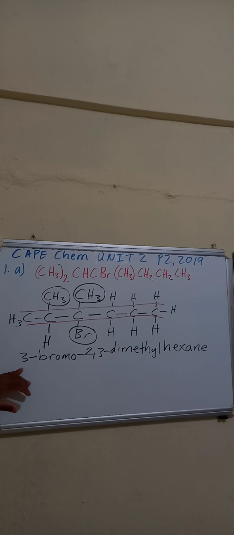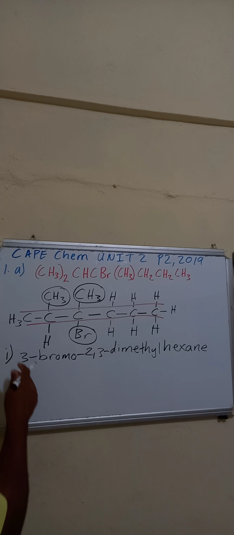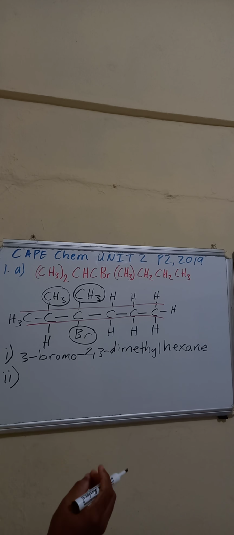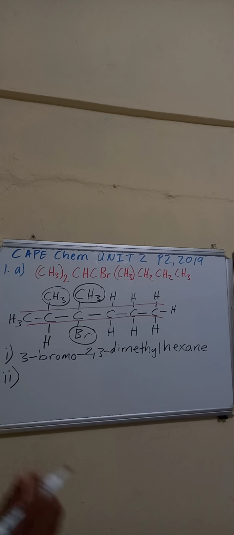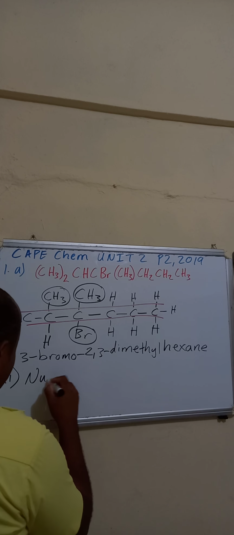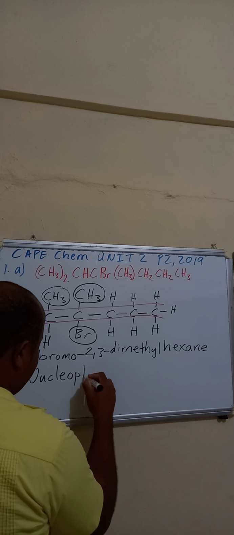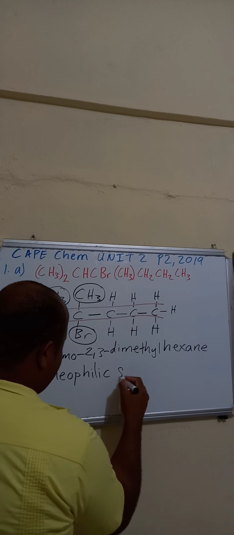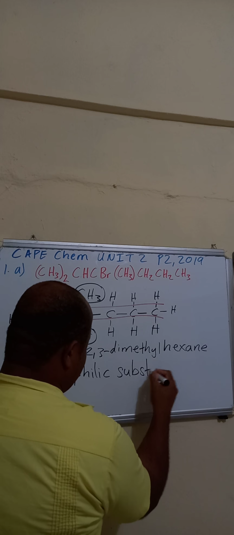Alright, so the first part was to name it and then state the type of reaction. Clearly, this is a haloalkane. So if you react a haloalkane with sodium hydroxide, then it's nucleophilic substitution. So the second part, state the type of reaction when it reacts with sodium hydroxide: it is nucleophilic substitution.